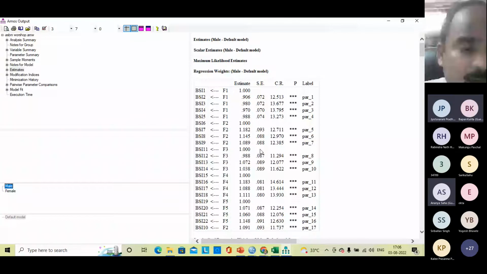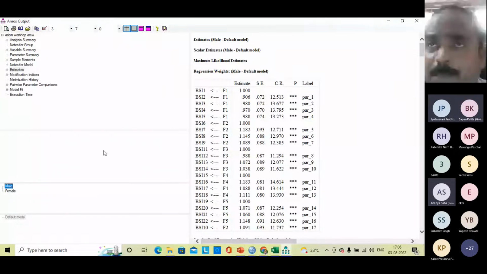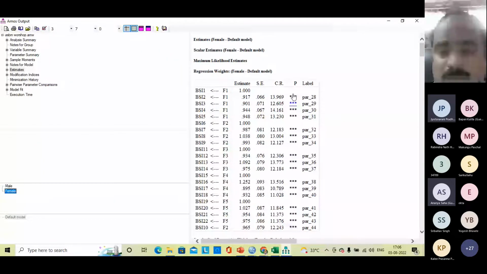For the male, look at here, these are for the male. Let us test another thing, whether we obtain the same result for the female or not. Click on female, and the same result. See, these values are differing. The estimate, CR, SC values are differing, but the P values are the same. That means these are all significant at the 1% level of significance.